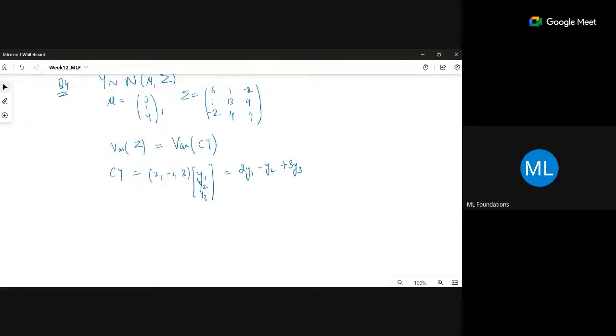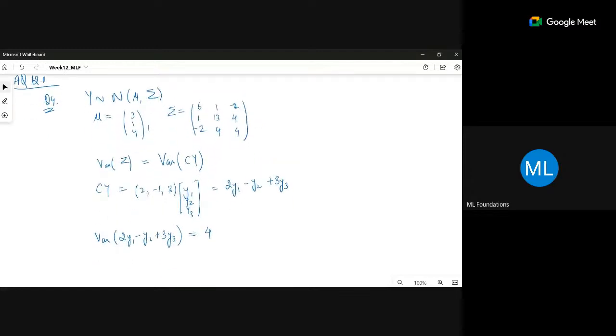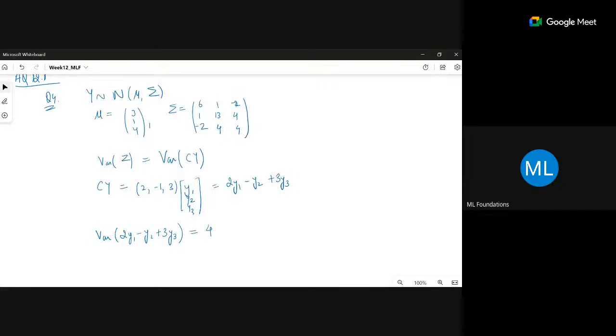So if you want the variance of 2y1 minus y2 plus 3y3, so this becomes 4 times... Okay. What is the formula for the variance of a sum of random variables?